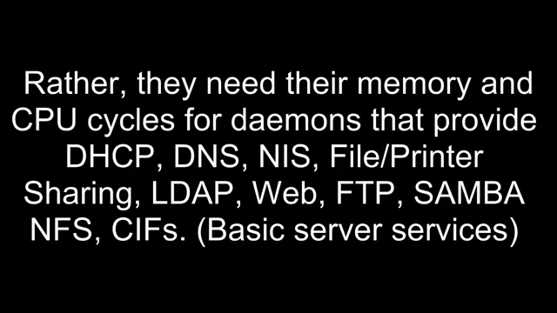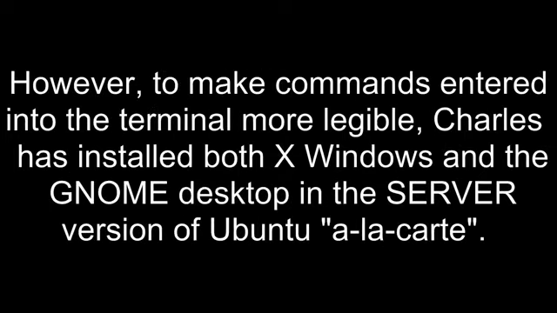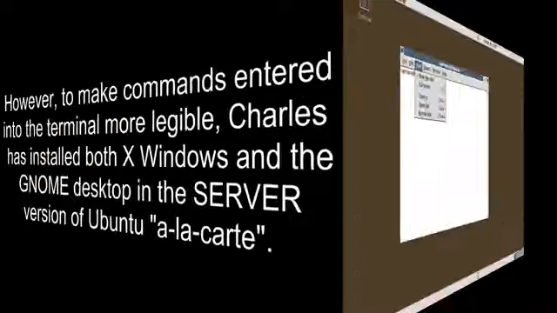Rather, they need their memory and CPU cycles for daemons that provide DHCP, DNS, NIS, file and printer sharing, LDAP, web, FTP, Samba, NFS, and CIFS. In other words, basic server services. However, to make commands entered into the terminal more legible, Charles has installed both X Windows and the GNOME desktop in the server version of Ubuntu a la carte.